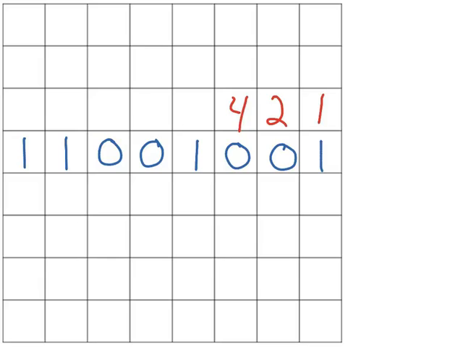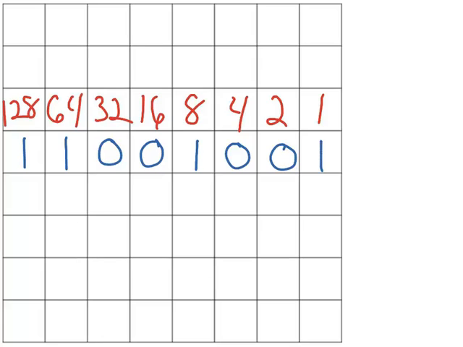And let's do something like 1, 1, 0, 0, 1, 0, 0, 1. After I got my binary number, I'm going to switch over to my red marker, and I'm going to draw my places. Starting on the right, I have the 1s column, the 2s, the 4s, the 8s, 16s, 32s, 64s, and the 128s.